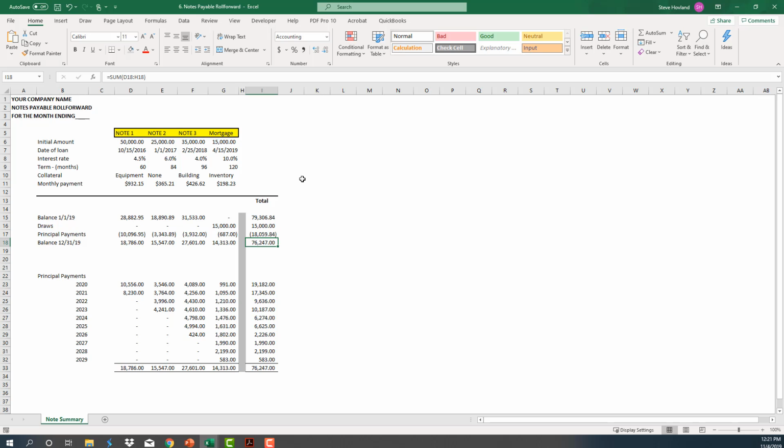And again, you're going to tie this back to your general ledger. Think of this as kind of the subsidiary ledger for your notes payable. You're going to end up tying this amount, and that should tie back to your notes payable, both for this amount and for the current portion.